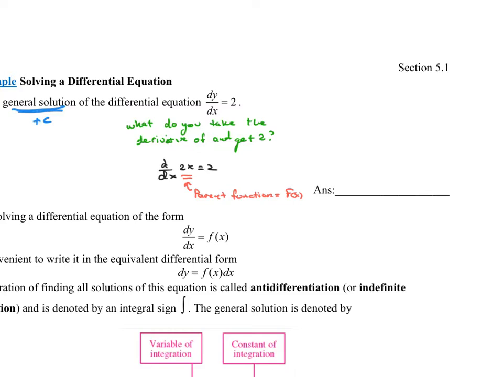It would be 2x, but then we need to generalize it by adding the plus c. In other words, it could be 2x plus or minus any constant. For instance, the derivative of 2x plus 5 is just 2. The derivative of 2x minus 6 is just 2. So the general solution to this differential equation would be 2x plus c. Again, the differential equation is saying, what do you take the derivative of and get 2? And the answer is 2x plus any constant.